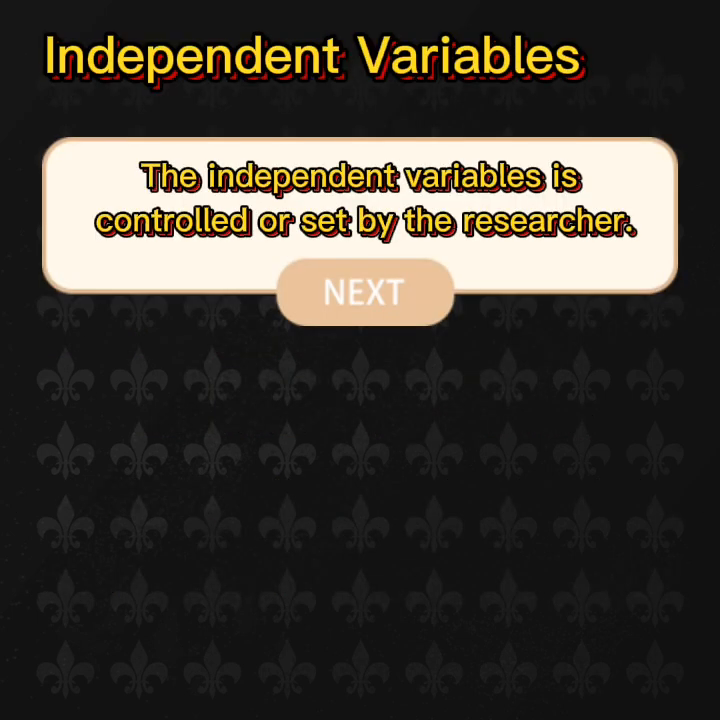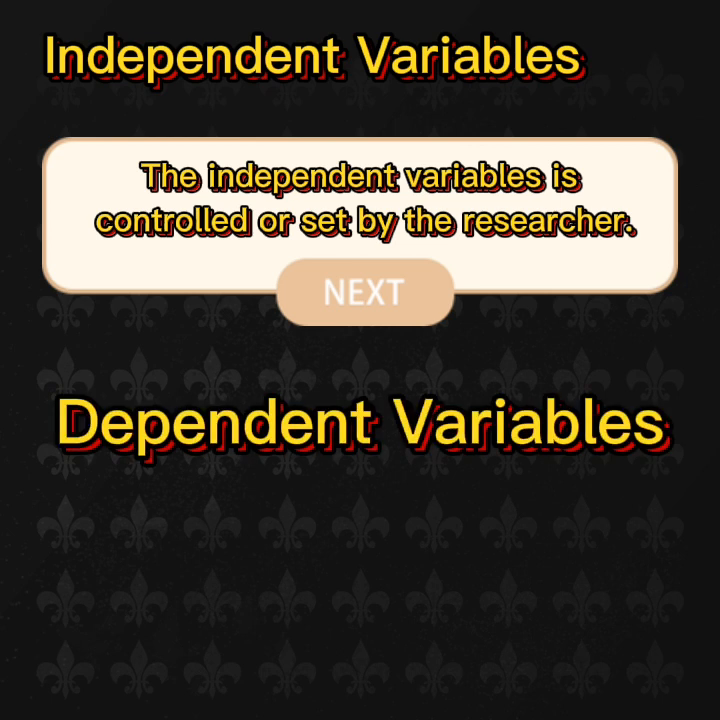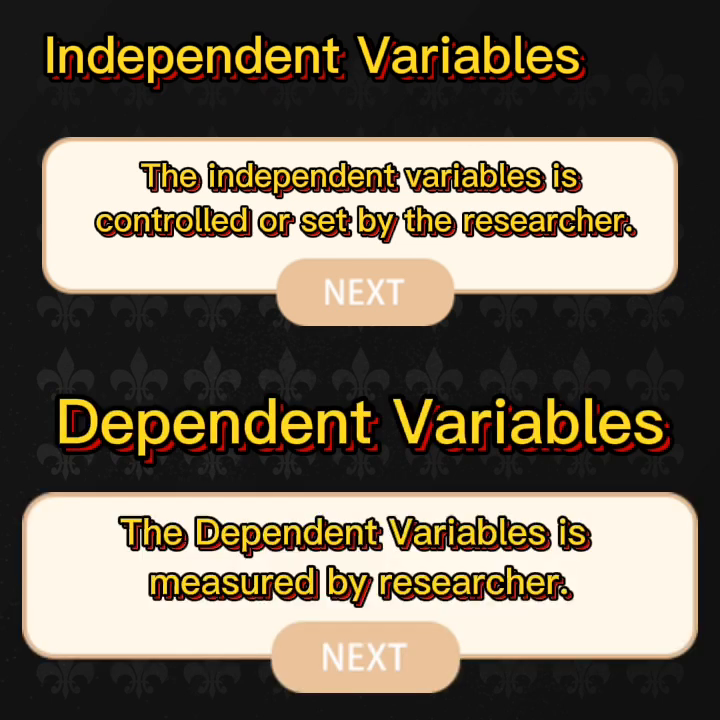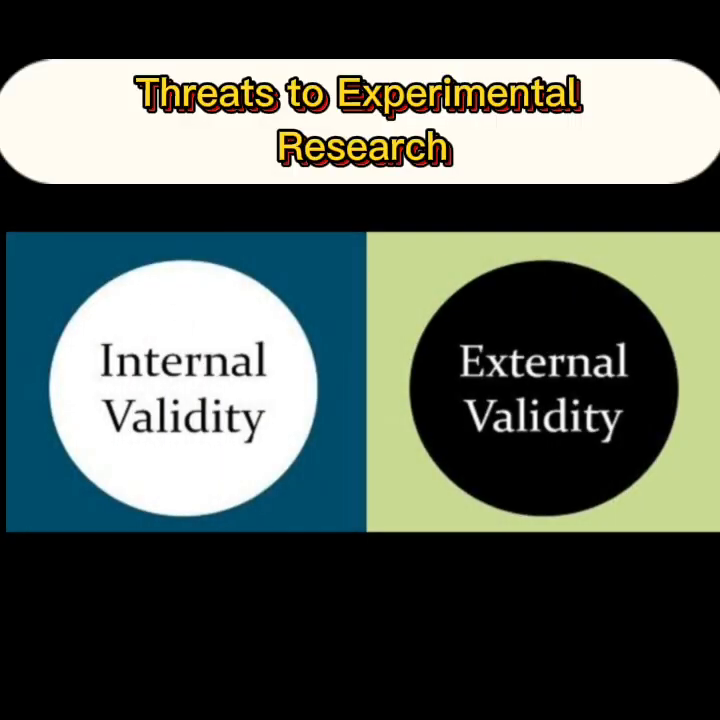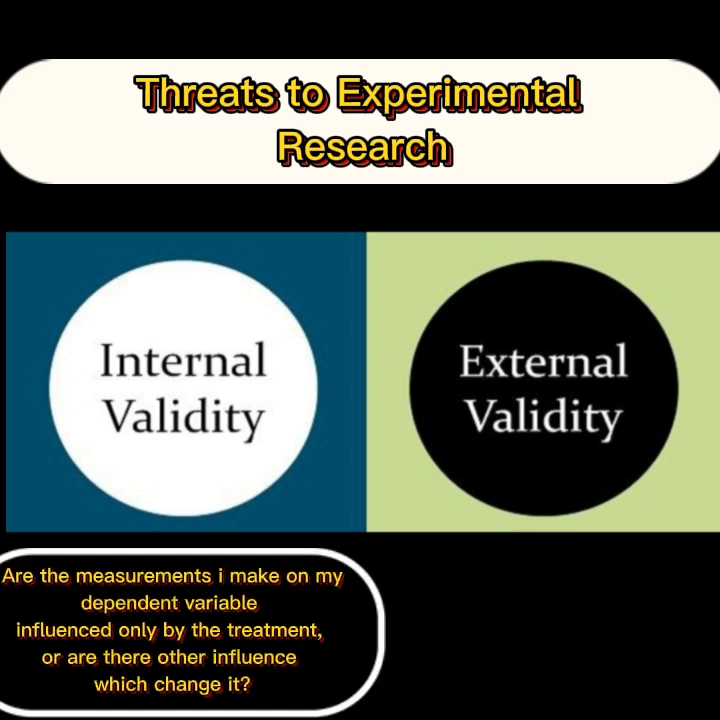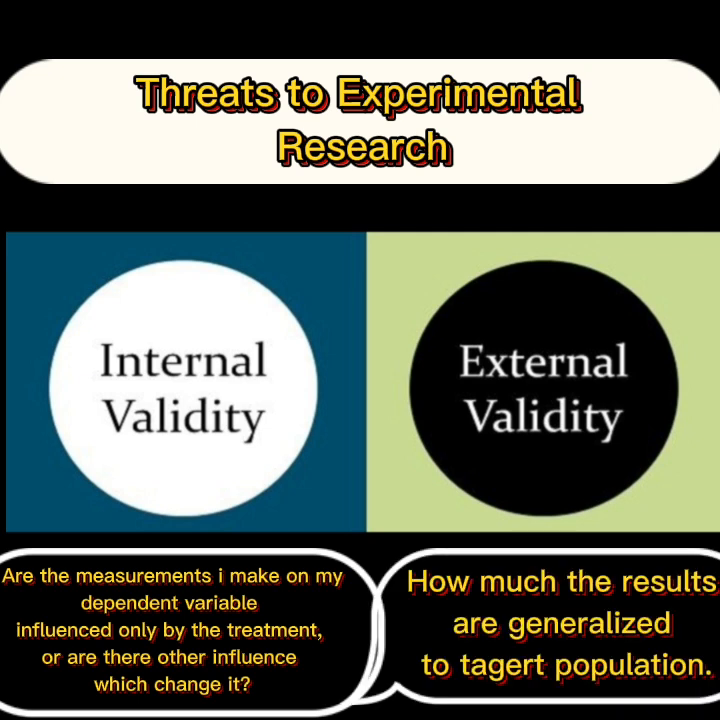The independent variable is controlled or set by the researcher. Dependent variables: the dependent variable is measured by the researcher. The threats to experimental research are internal validity and external validity. Internal validity asks the question, are the measurements I make on my dependent variables influenced only by the treatment, or are there other influences which change it? External validity asks how much the results can be generalized to the target population.